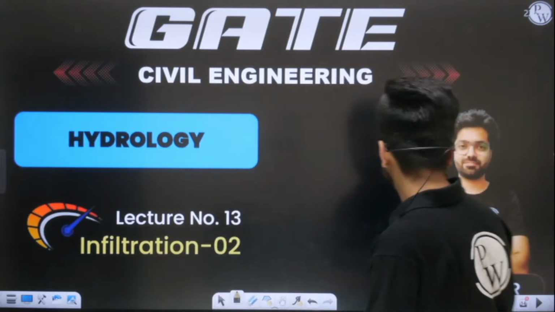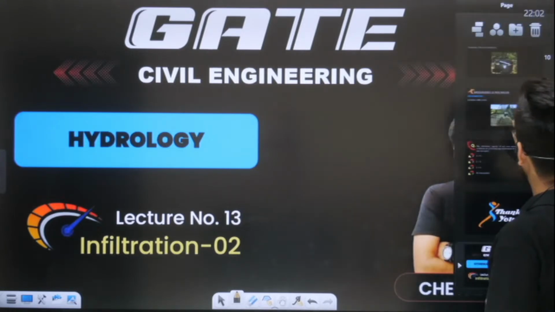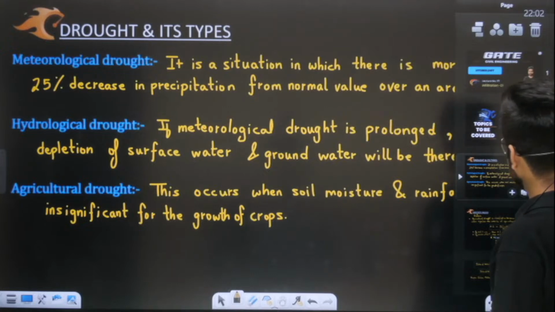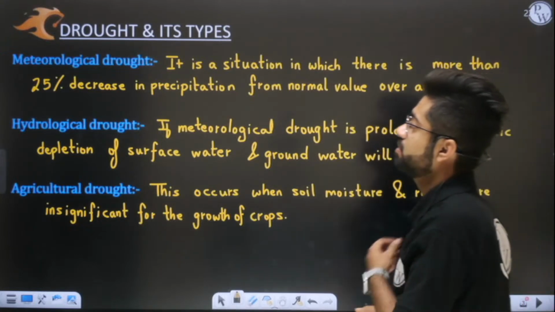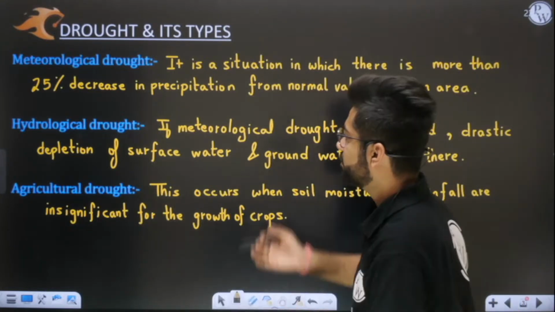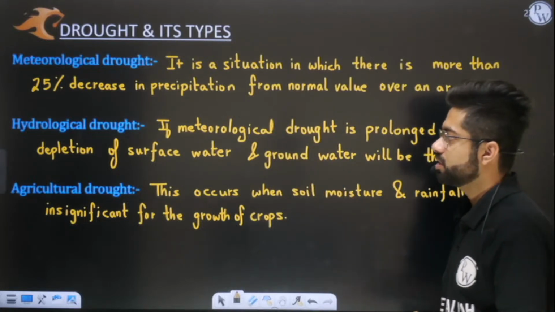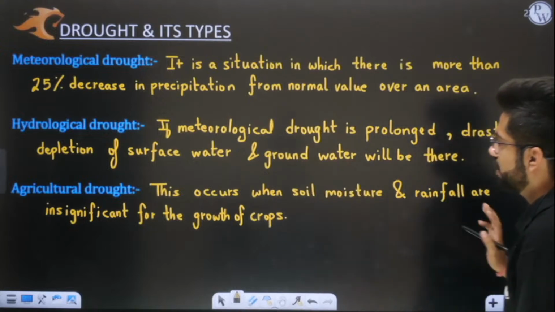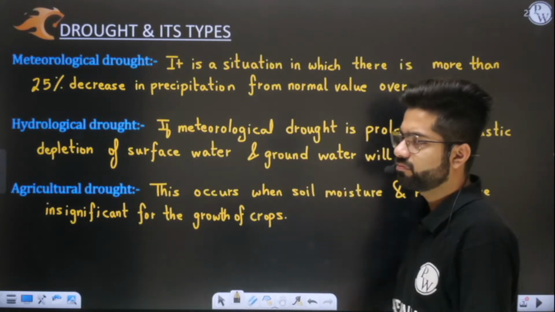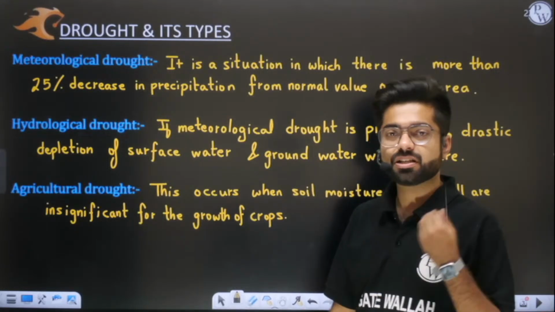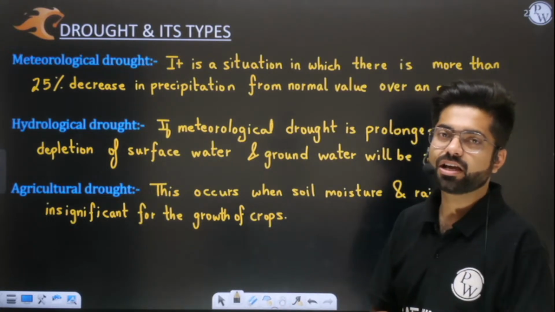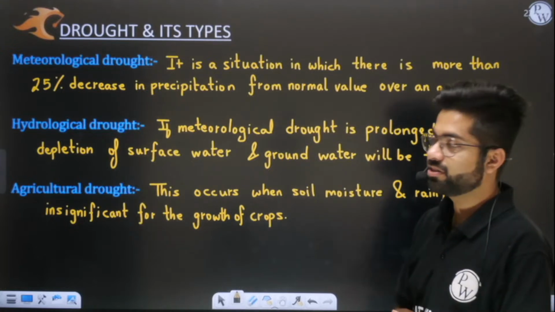So we have discussed till here. Yesterday we discussed drought and its types. We discussed what meteorological drought is, what hydrological drought is, what agricultural drought is. Meteorological drought was when the decrease in precipitation is more than 25%. I explained it to you with the help of an example of average Indian annual rainfall.